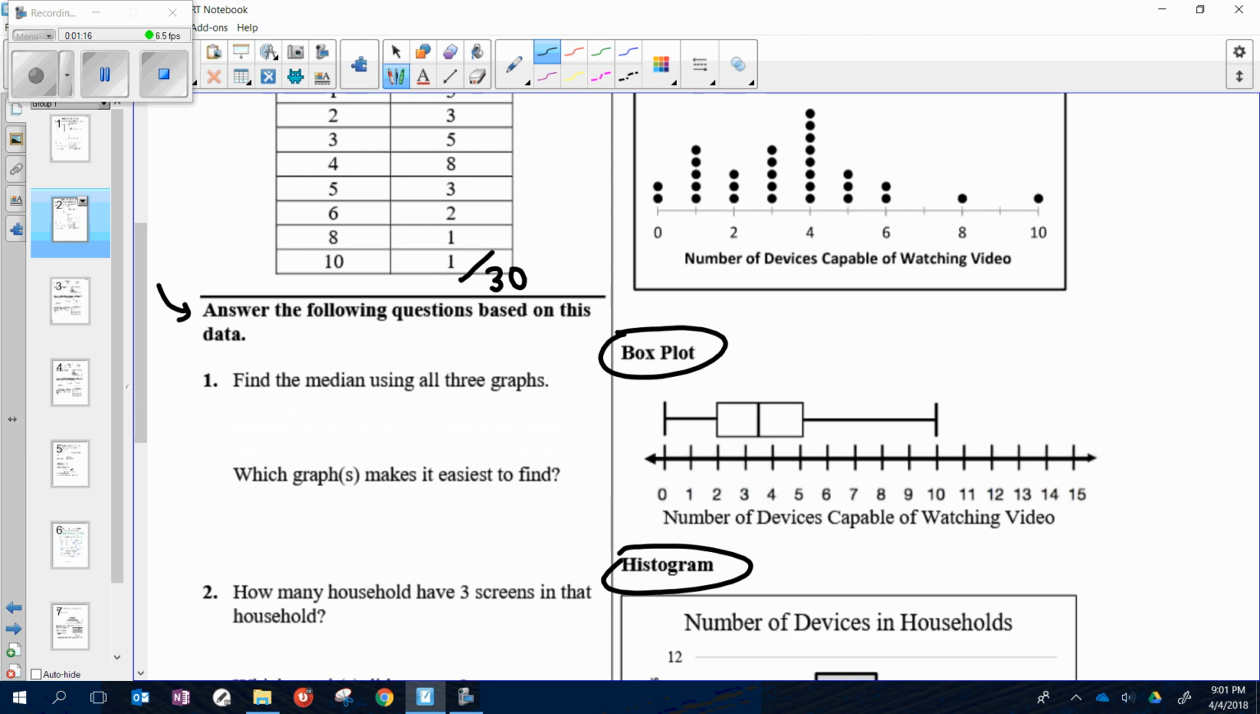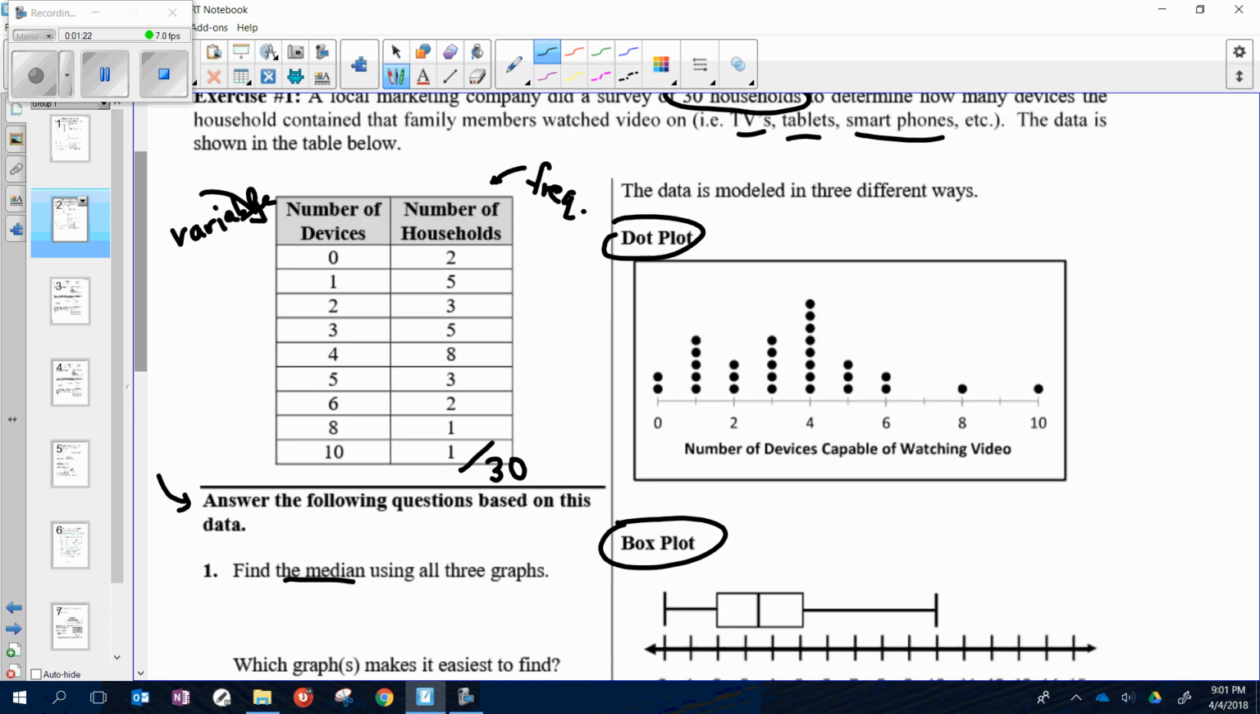Answer the following questions based on the data. Find the median using all 3 graphs. On the dot plot, if you have 30 items and you split that in half, you're looking for the 15th data value to get to the middle, because median means middle. So I'm going to count dots. 1, 2, 3, 4, 5, 6, 7, 8, 9, 10, 11, 12, 13, 14, 15.